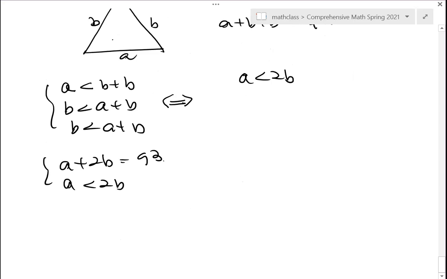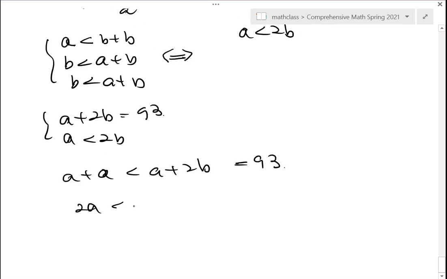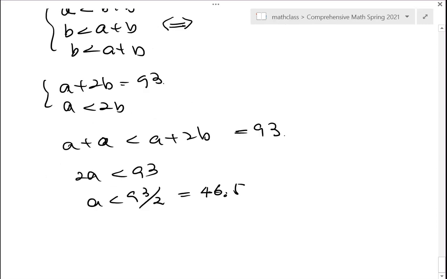All right. First, I can figure out what is the possible value for A and B. Using this, 2B is greater than A. So A plus A is less than A plus 2B, which equals 93. So 2A is less than 93. A is less than 93 divided by 2, which is 46.5.